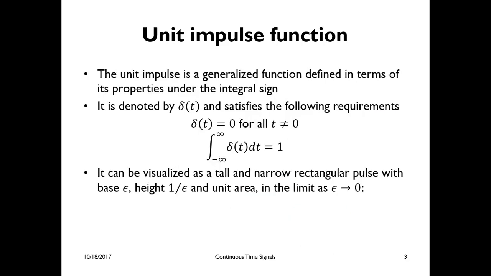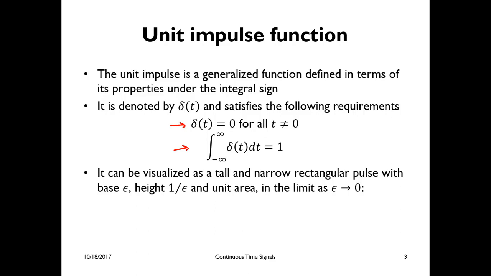Another important function is the unit impulse function denoted delta of t. Delta of t is not given explicitly in terms of an analytic expression, but rather by its properties. The two properties of the delta function, or the impulse function, are as follows. It is defined to be 0 for all time not equal to 0, and if I integrate the impulse function over all of time, I get 1.